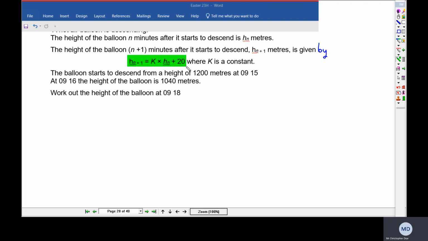We're on question 3. So, right, there's our formula. What does it mean when it says where K is a constant? K is a number. Like, remember last time it was 0.98 every time. It's a constant number. We're going to have to try and work that out though. Right, so we've got to try and work out the constant.